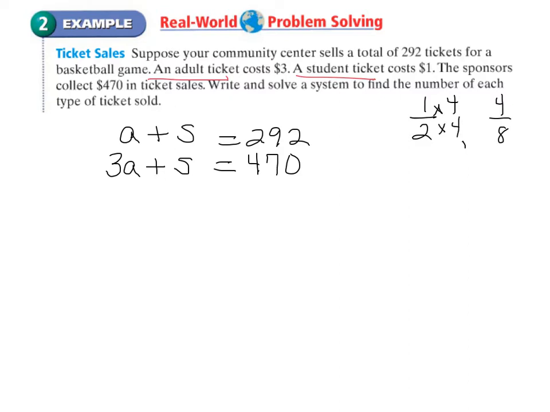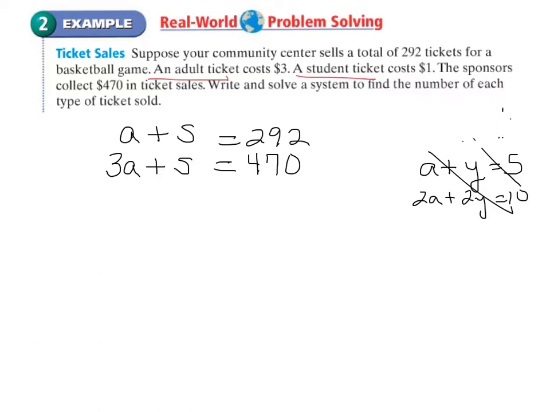Because you can multiply anything to a fraction as long as you do it to the top and bottom. The same is true for an equation. If I gave you an equation that said a plus y equals 5, and I multiplied everything by 2, 2a plus 2y equals 10, these are the exact same equation. They're just different ways to write them, equivalent equations. So I can manipulate my equations here. I need to make something cancel. So what I'm going to do is look to see what would cancel. What would be easiest to cancel?